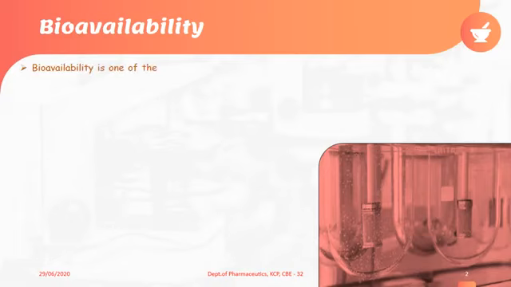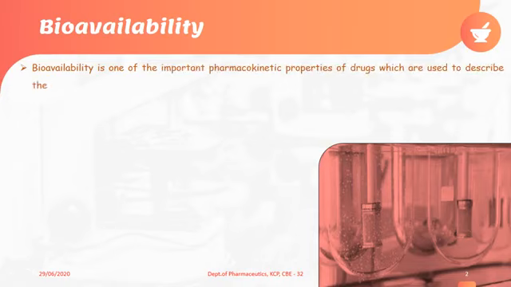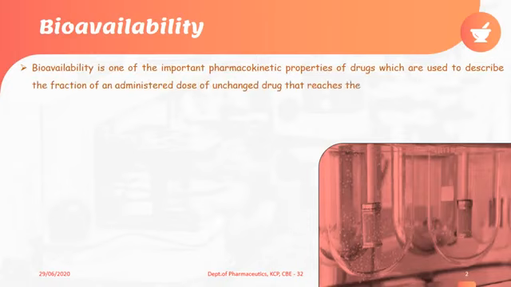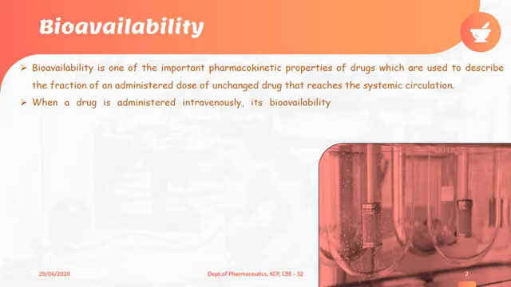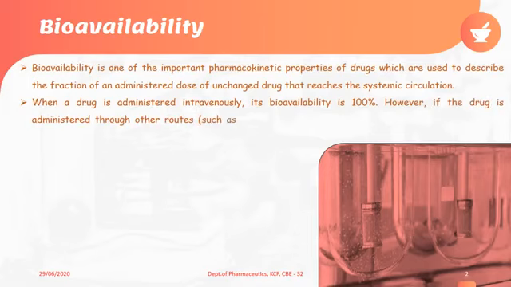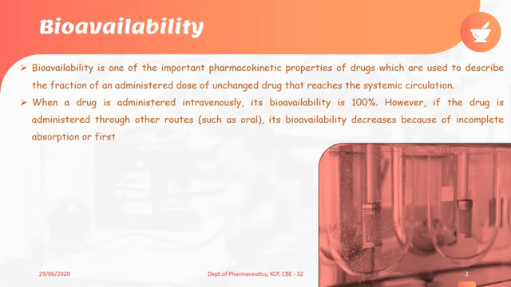Bioavailability is one of the important pharmacokinetic properties of a drug, which is used to describe the fraction of an administered dose of unchanged drug that reaches the systemic circulation. So this is what we have already discussed: the rate and extent of drug which is available in the unchanged form in the systemic circulation. When a drug is administered intravenously, its bioavailability is 100%. However, if the drug is administered through other routes, such as oral, its bioavailability decreases because of incomplete absorption or first pass metabolism.